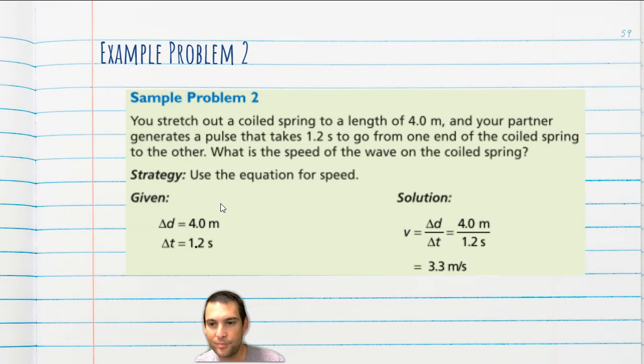The next sample problem: stretching out a coiled spring to a length of 4 meters, you and your partner generate a pulse that takes 1.2 seconds to go from one end of the coiled spring to the other. What's the speed of the wave on the spring? We are going to use the speed equation, v equals the displacement over time, or the change in distance. And that gives us 3.3 meters per second. Don't forget about that speed equation too. Sometimes we do.